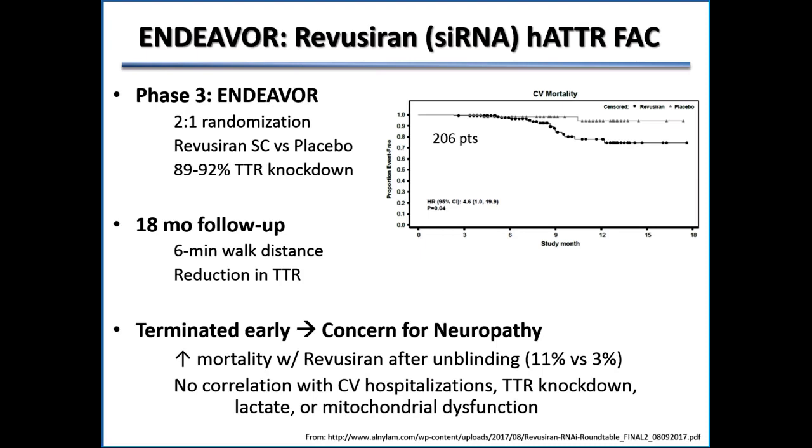Revusiran. This was a silencing RNA compound looking at patients with hereditary ATTR cardiomyopathy. We were actually one of the sites for this. And with this drug, they found significant knockdown, about 90% TTR knockdown. About 11% in the treatment arm died compared to only 3% in the placebo arm. When the company went back and looked at the control, it turns out there were no difference in cardiovascular hospitalizations, no difference in TTR knockdown, no difference in lactate. And when they looked at this histologically, there was really no difference in myocardial function.